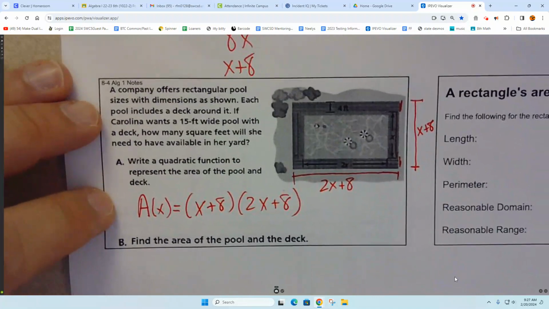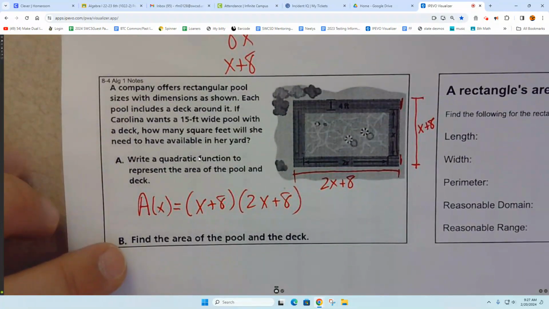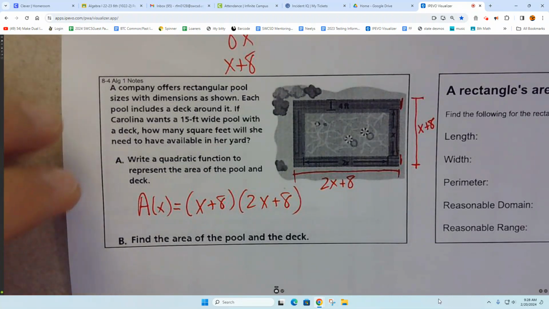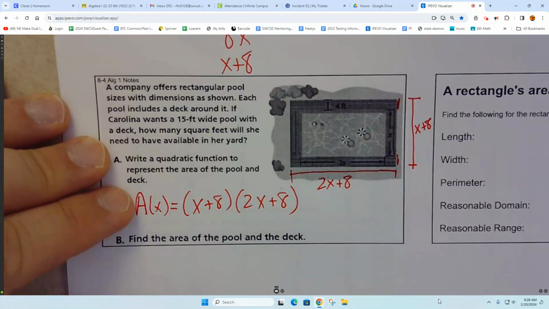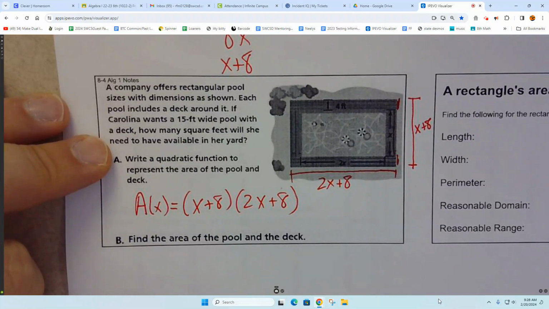Okay. So we're supposed to find the area. Then it says if Caroline wants a 15-foot wide pool with a deck, how many square feet? So all I need to do now is do what with my equation? Plug what in? Plug 15 in.